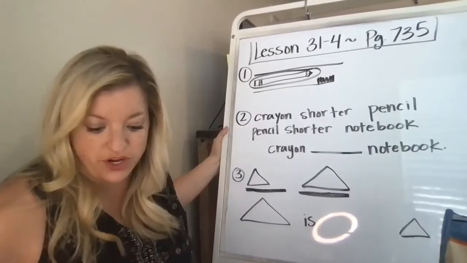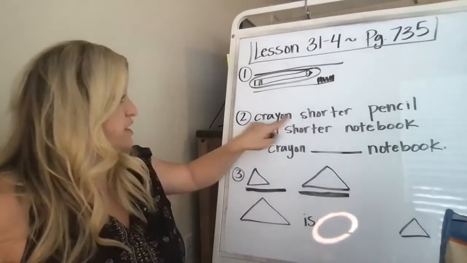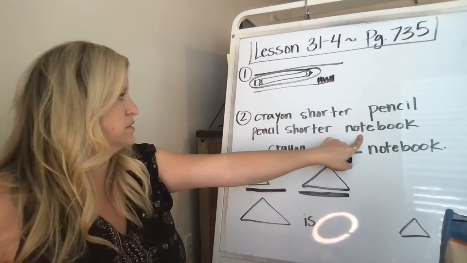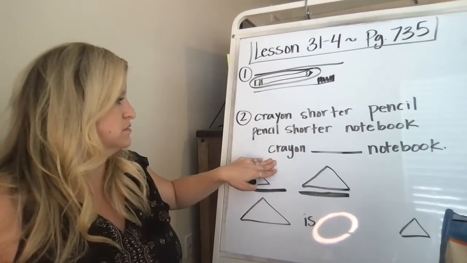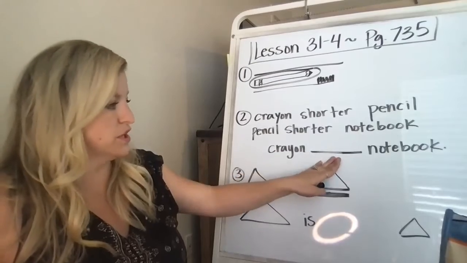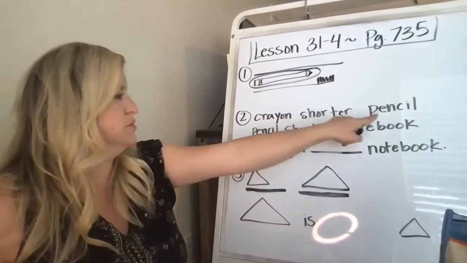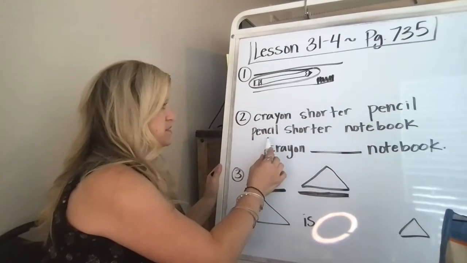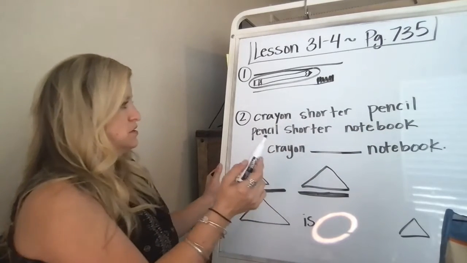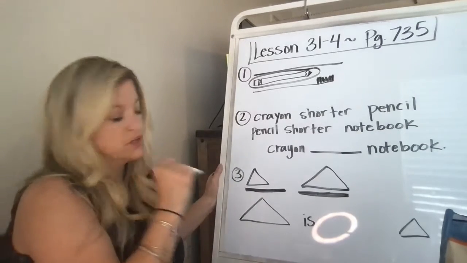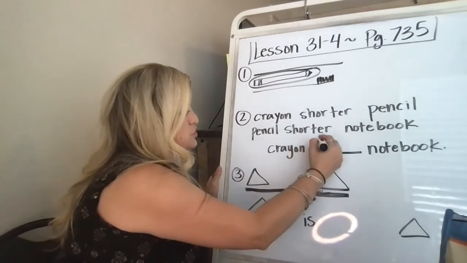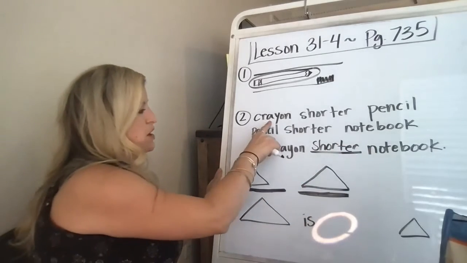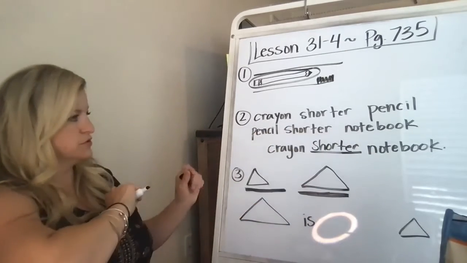Problem number 2 says the crayon is shorter than the pencil. The crayon is shorter than the pencil. The pencil is shorter than the notebook. So the crayon is longer or shorter than the notebook. So the crayon is shorter than the pencil. So it goes crayon, pencil. But the pencil is shorter than the notebook. So the crayon is shorter than the notebook because it goes small, medium, large.